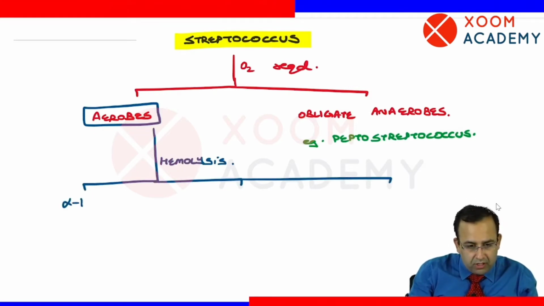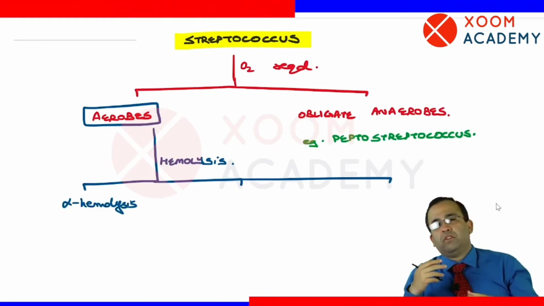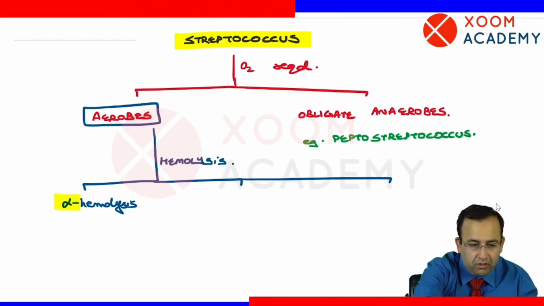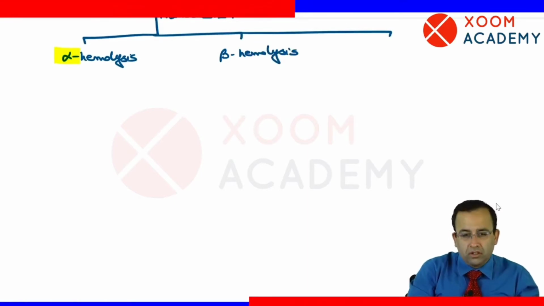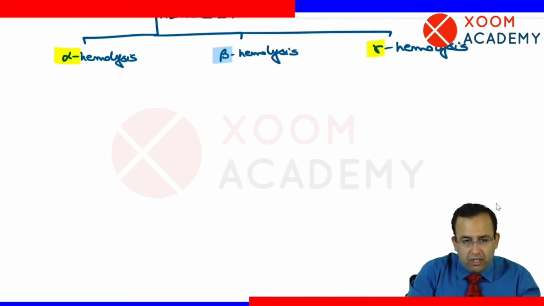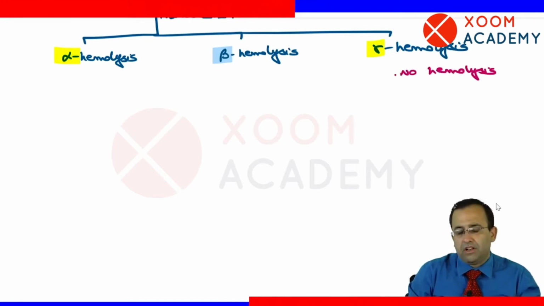Alpha hemolysis, that is partial hemolysis. Beta hemolysis, that is complete hemolysis. And gamma hemolysis. Alpha, beta, and gamma. Gamma means no hemolysis. You know this very well.